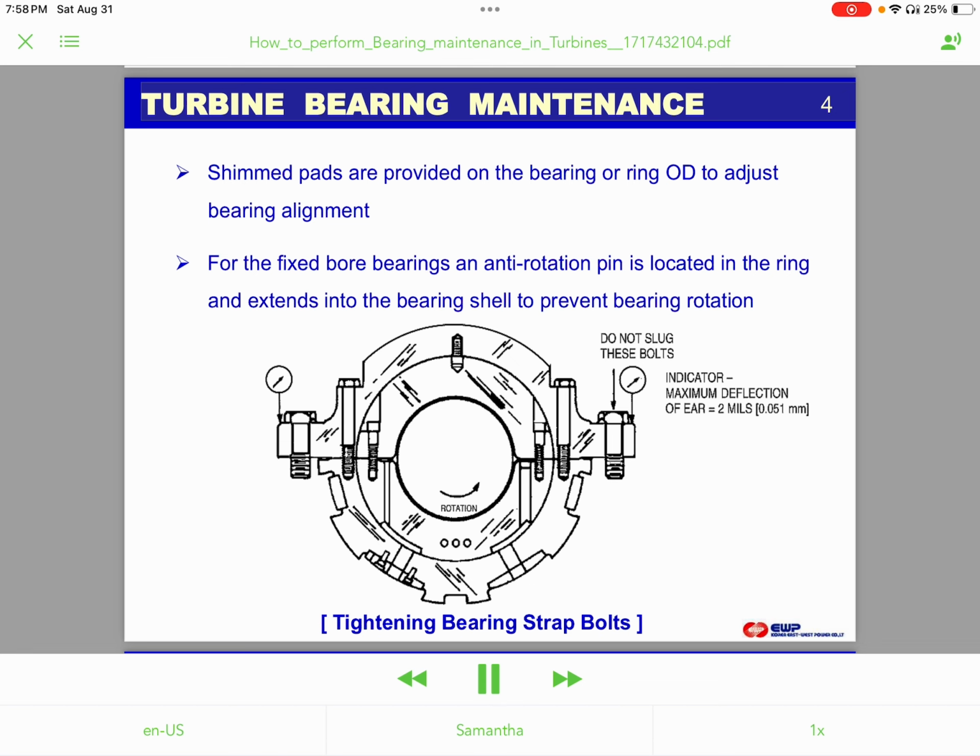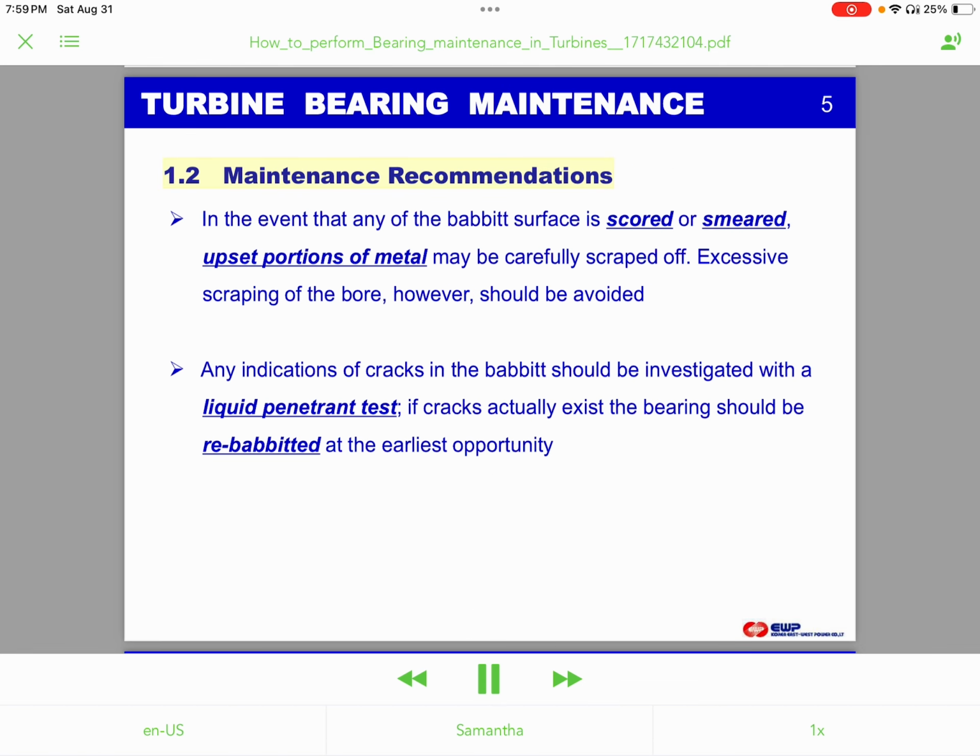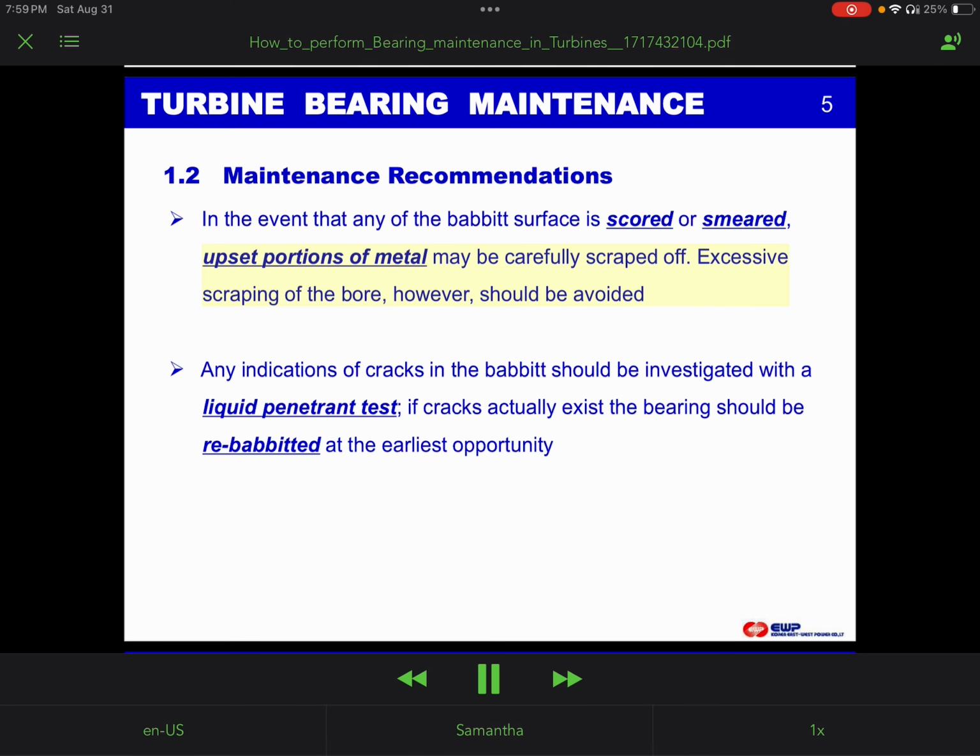Turbine bearing maintenance. 4. 1.2 Maintenance recommendations. In the event that any of the babbitt surface is scored or smeared, upset portions of metal may be carefully scraped off. Excessive scraping of the bore, however, should be avoided. Any indications of cracks in the babbitt should be investigated with a liquid penetrant test. If cracks actually exist, the bearing should be rebabbited at the earliest opportunity.